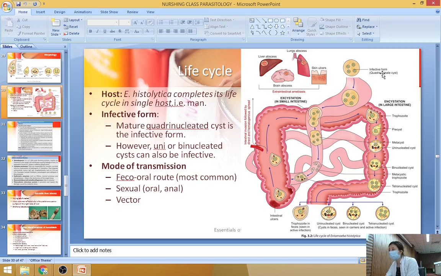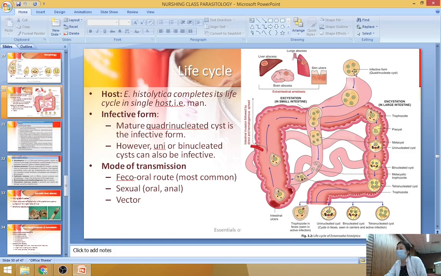See, the infective form is the quadrinuclear cyst. What do you mean by quadrinuclear cyst? We have 1, 2, 3, 4 nuclei, which will be surrounded by the ectoplasm. There will be endoplasm, and there will be RBC, WBC, chromatin bodies and all. This is the quadrinuclear cyst. Suppose we ingest it by the fecal-oral route.